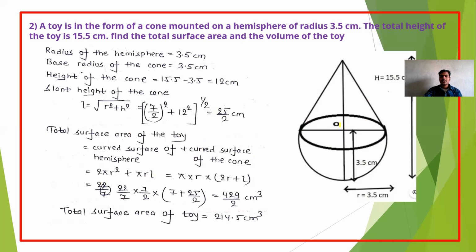Curved surface area of hemisphere is 2 pi r square. Just put the values of r and L. We have pi r into 2r plus L. After putting the value of pi, it is 22 by 7 into 7 by 2 into 7 plus 25 by 2, that is 429 upon 2 centimeter. So the total surface area of the toy is 215.5 centimeter square.